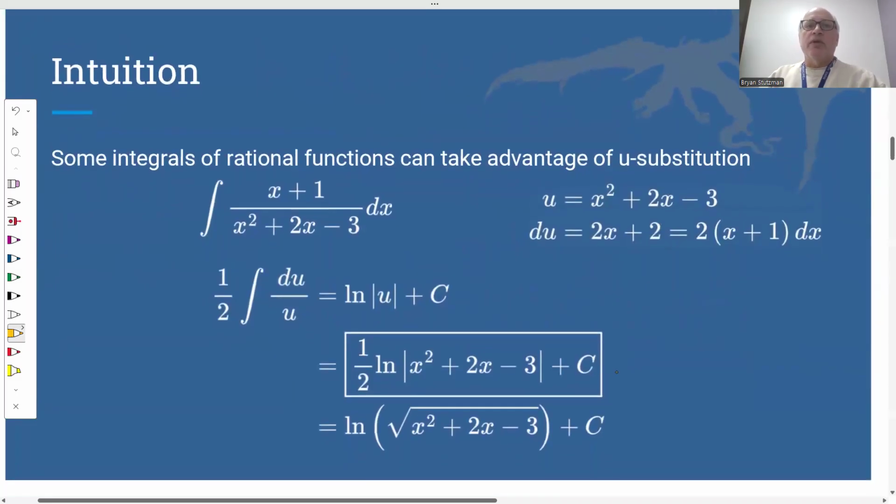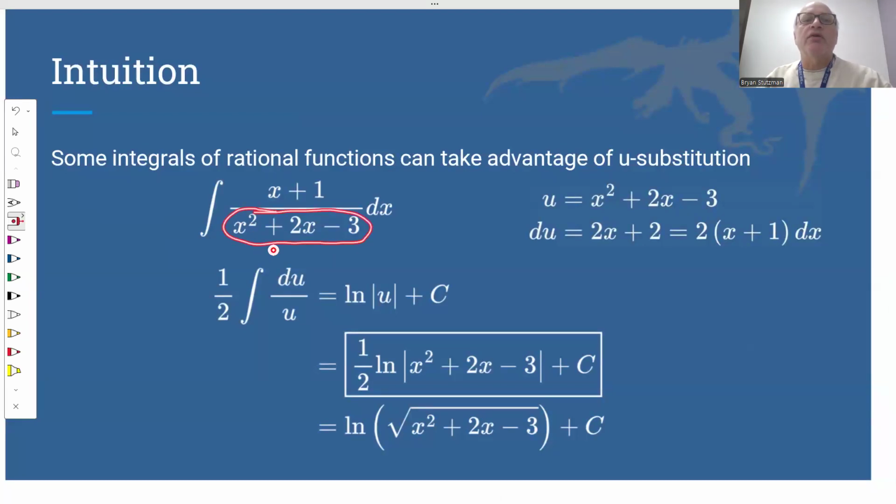Now, let's see where we came from. So here is an integral where u substitution does work, because if we look at the denominator, its derivative, or a multiple of it, is in the numerator. So if u equals x squared plus 2x minus 3, the derivative of u is 2x plus 2, which is 2 times our numerator, which is x plus 1. So I can do my substitution and get 1/2 natural log of u and plug things in.